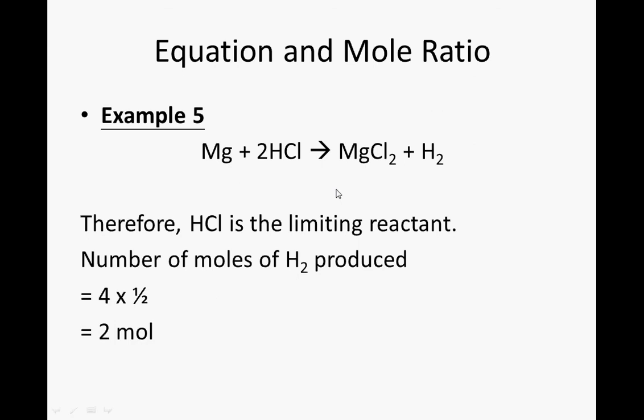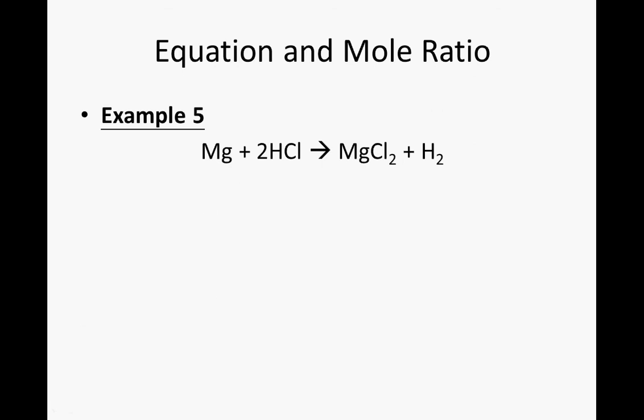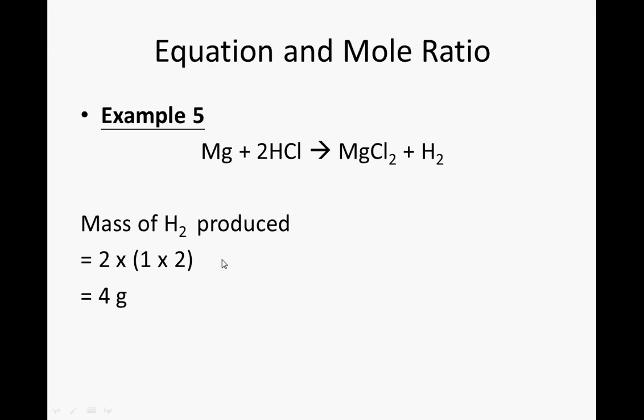The mass is just multiplying by the relative atomic mass of hydrogen. For hydrogen it is just 1, but for H2, so 1 times 2. 2 mole times 1 times 2, and then we find 4 grams. So finally, there are 4 grams of hydrogen produced.